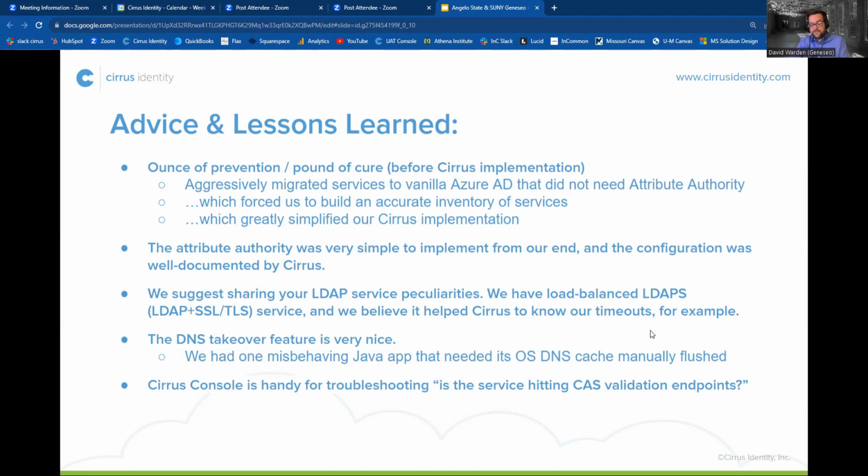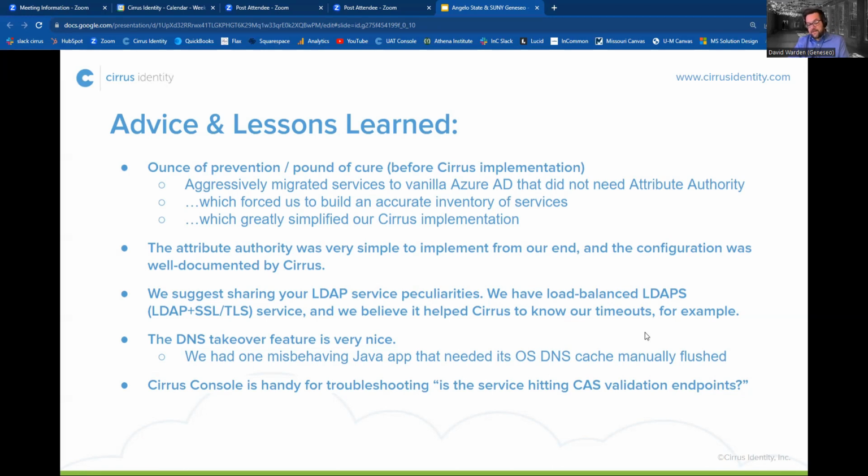As Jack mentioned, we did use the DNS takeover feature, and we were lucky that we only had one name. Both CAS and SimpleSAML were under the same host name. And I like that feature a lot. The only thing that we would want to call out is we had one misbehaving app that we needed to flush the operating system DNS cache to get it to see that Cirrus had taken over that name. So if you use that feature, just be on the lookout.